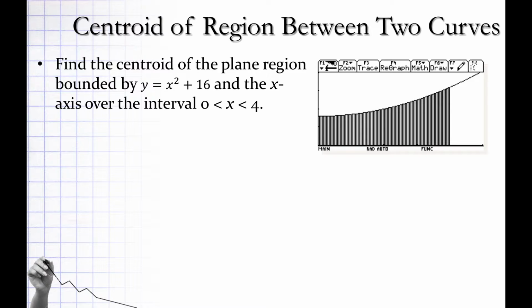Okay. If our moment about y is density times x times f of x minus g of x, then we're going to take the integral from 0 to 4. I'm going to just throw density on the outside because I don't really care about it. x is our distance from the y-axis. f of x minus g of x would be x squared plus 16 minus 0. Technically we could find this by hand, but probably not.